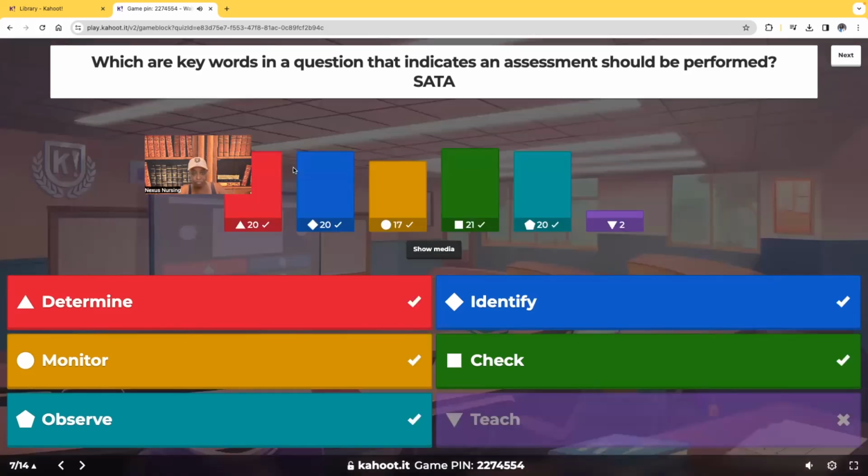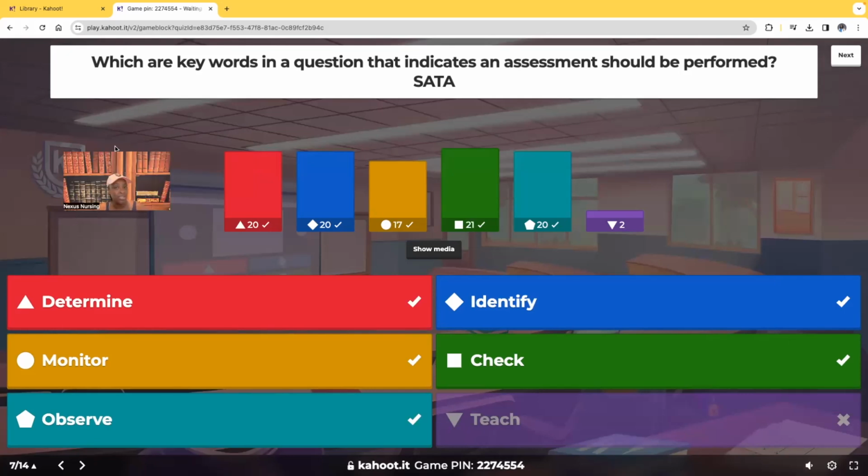Everything except for teach. Let's talk about this. What is an assessment? An assessment is anything that you do to get information on your patient. And that includes a physical assessment when you're actually assessing your patient. You're looking at them, you're taking vital signs, right? It could be a physical assessment. It could be an interview, asking the patient questions, asking the caregiver questions, going into the patient's chart and looking to see what meds they're on or their patient history. Anything that you do to get information, that is considered an assessment.